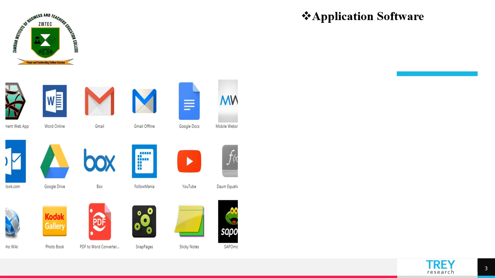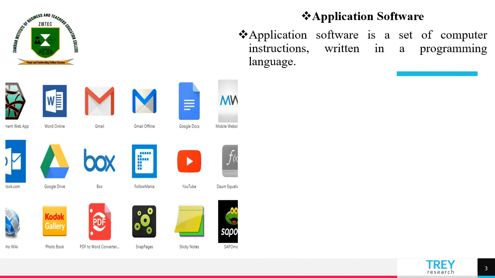Okay, so now when we talk of the application software, by definition we're saying it is a set of computer instructions written in a programming language. Okay, so now one will be able to do programming language and demonstrations. We're going to demonstrate the skills that are needed in programming language and programming.